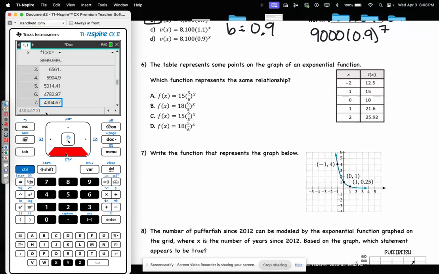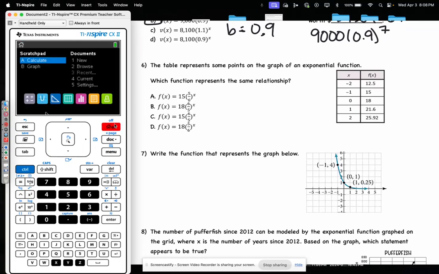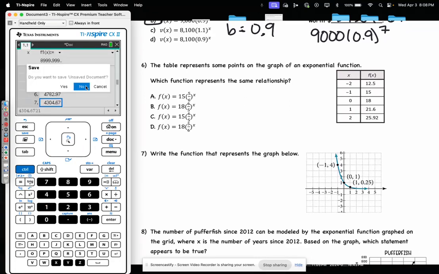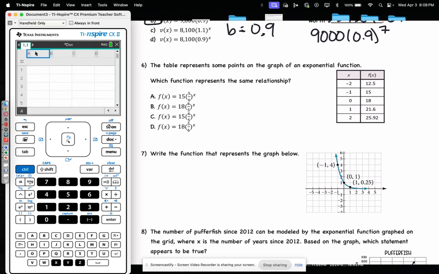Here we have another table. We're going to plug that in. So again, if you're using the yellow calculator, make sure that you start a new document. Don't just add a page, because sometimes your data will get confused. So -2, -1, 0, 1, 2, and then 12.5. And probably this is the most tedious part. Just make sure you're putting that information in correctly. 0.92.